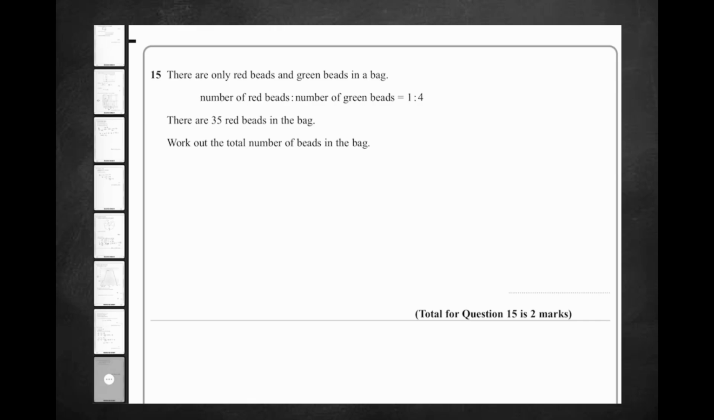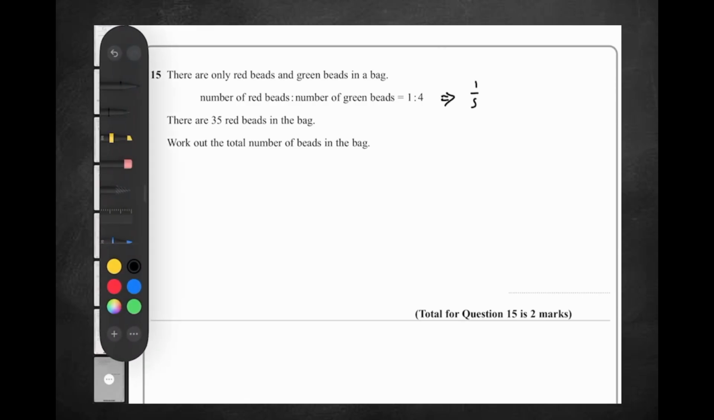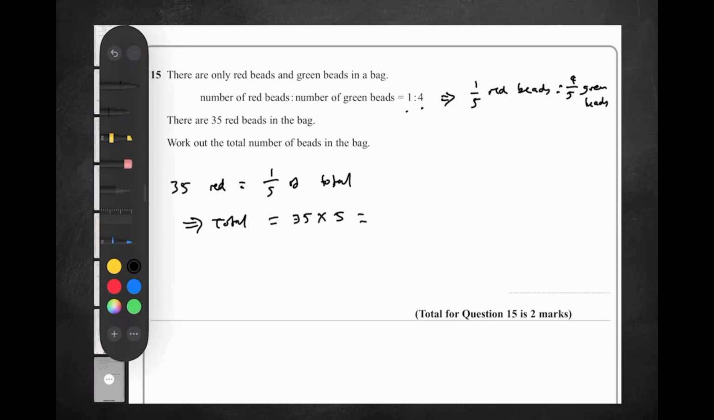So since the ratio is 1 to 4, we're going to write, therefore, 1/5 is red beads, 4/5 green beads. As for the ratio, you just have to add the two numbers together for the denominator of the fraction, and then you'll have how much of the bag they are made up of. So there are 35 red beads, so 35 red equals 1/5 of the total. Therefore, total equals 35 times 5, which I'll do on my calculator, is 175 beads.